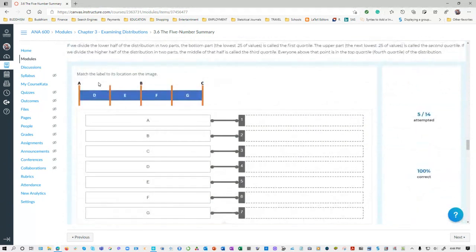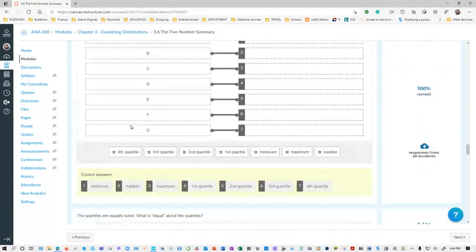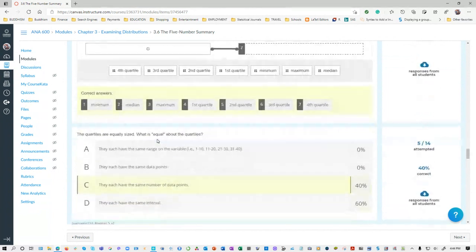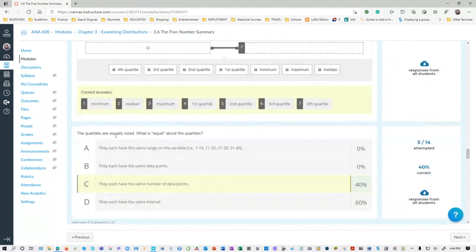So here, make labels to locate each of these. A means minimum. B is the median. C, maximum. D, first quartile, second quartile, third quartile, fourth quartile. Okay. The quartiles are equal sized.